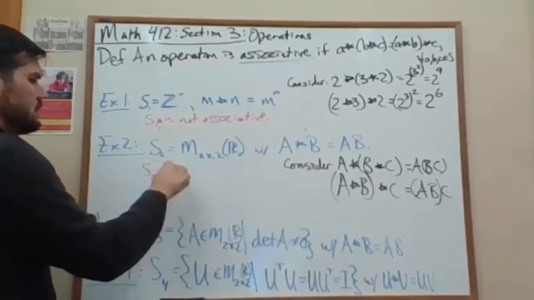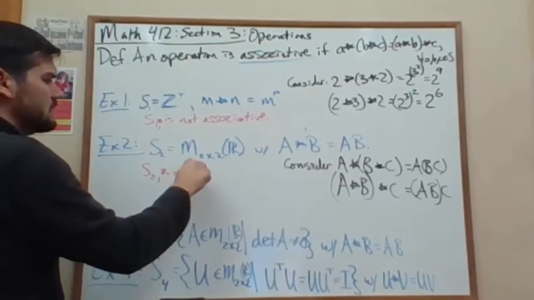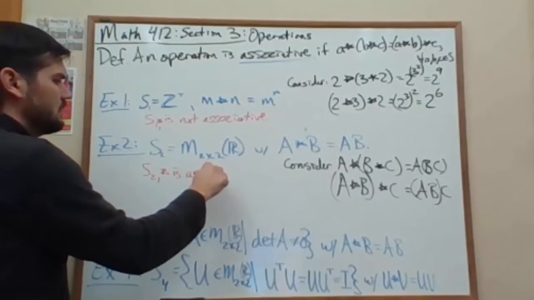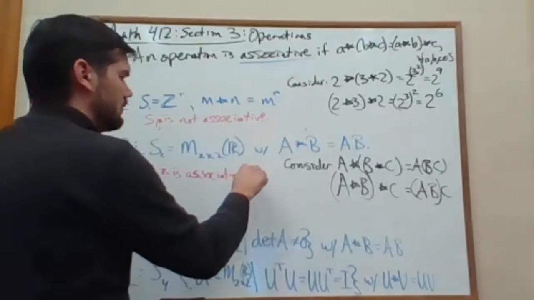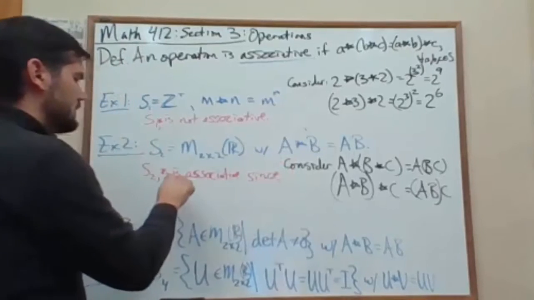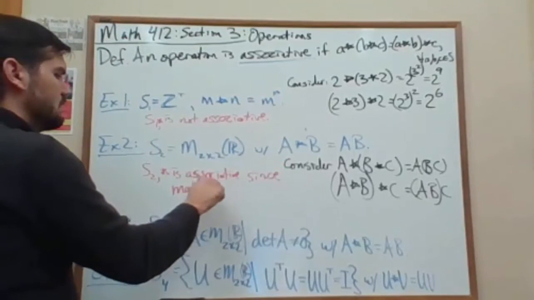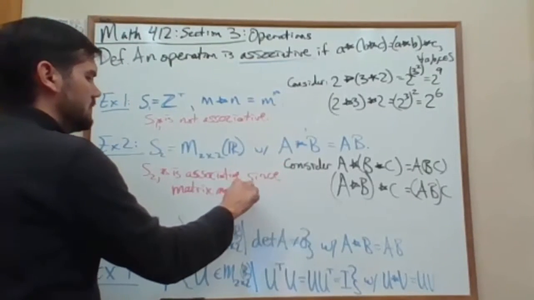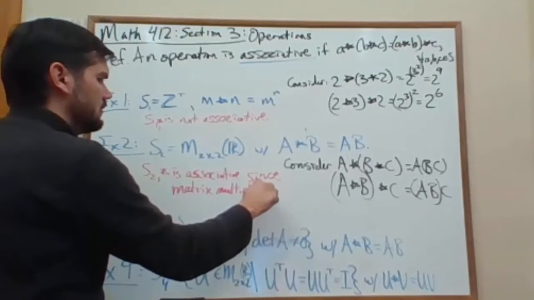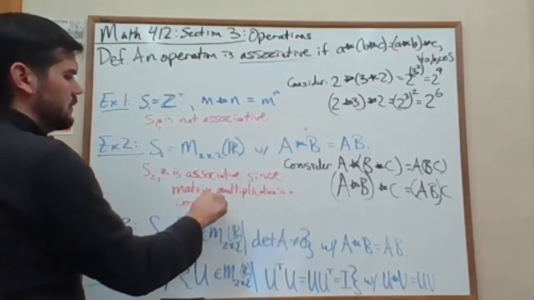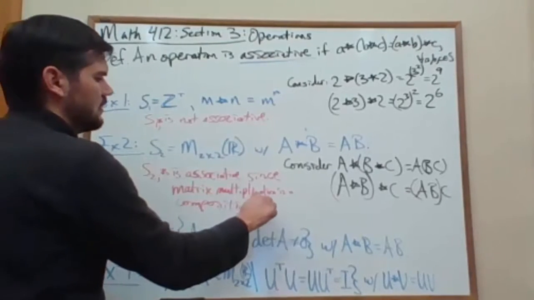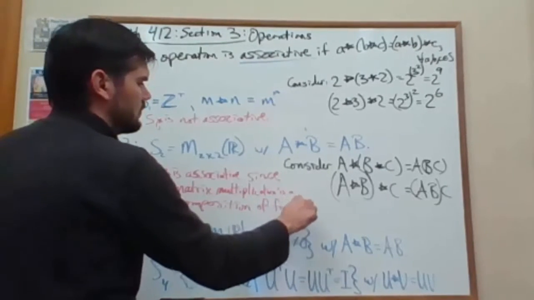S2 with star is associative since matrix multiplication is a composition of functions.